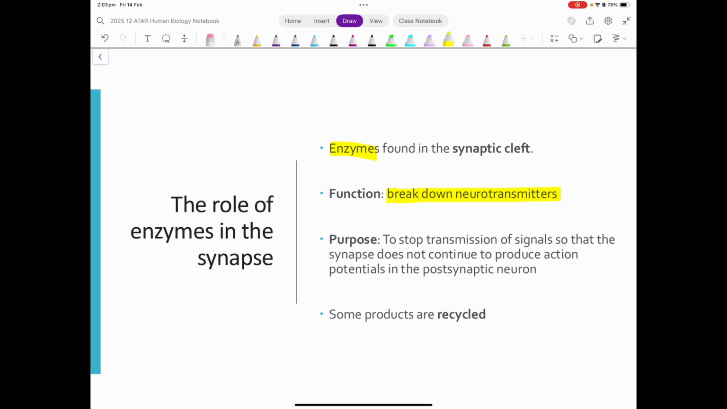And another reason that this can happen is because these products want to be recycled and we may not want to send a message, okay? So we can stop the transmission of these signals so that there is no production of an action potential. We're trying to prevent that. It does not continue to produce action potential.